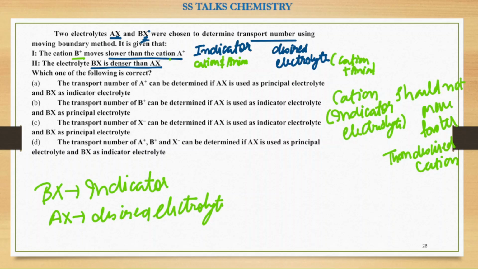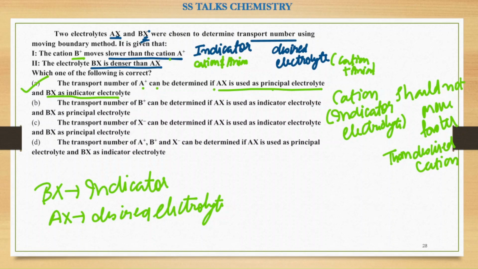Okay, so here it says, which of the following statements is correct. The first statement says the transport number of the A positive can be determined if Ax is used as the principal electrolyte and Bx is used as the indicator electrolyte. This statement is correct because B is moving at a slower speed. So Bx is going to be an indicator electrolyte, whereas Ax is going to be the desired electrolyte, which is called the principal electrolyte. So this statement is correct over here. You can check the rest of the statements also.